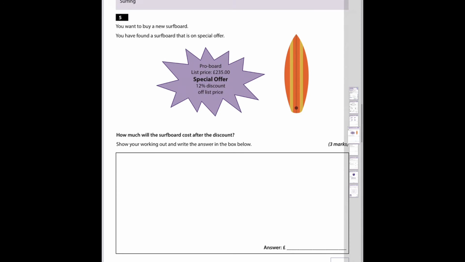Question 5. You want to buy a new surfboard. You found a surfboard that's on special offer. How much will the surfboard cost after the discount? Show your working out and write the answer in the box below. So, list price is £235. We want to work out 12% of that.